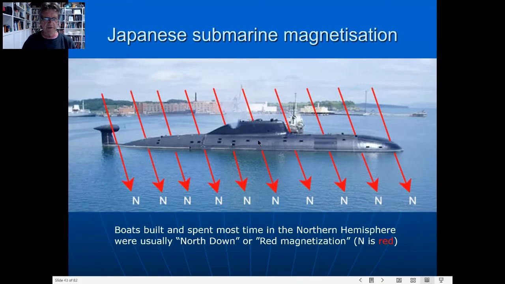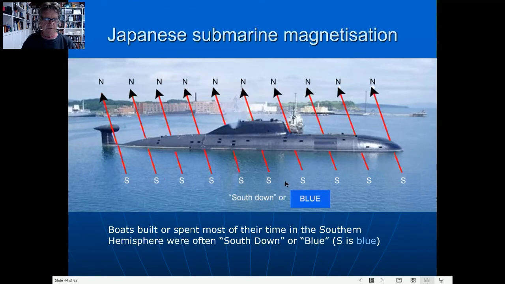Okay, let's imagine a Japanese submarine. Okay, so it's the same thing. Japan being in the northern hemisphere, submarines built there would be north down. So boats that spent most of their time in the northern hemisphere were north down, because they were in the Earth's magnetic field, which was pointing north down. Okay, but you could get a case if they came down into Australian waters, if they were here long enough, the Earth's magnetic field is pointing upwards, so you'd get north up or south down. So you'd talk about the hull being blue magnetisation. Okay, now that's only if they were here for a long time.